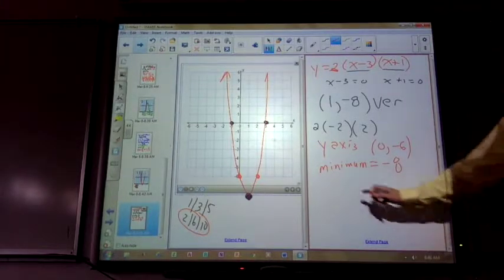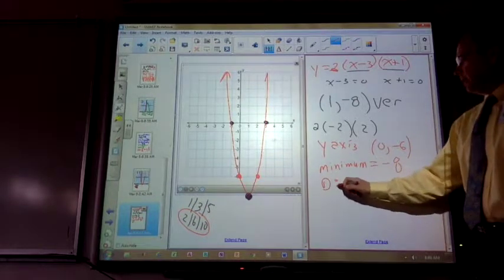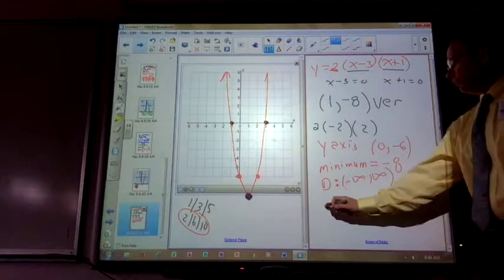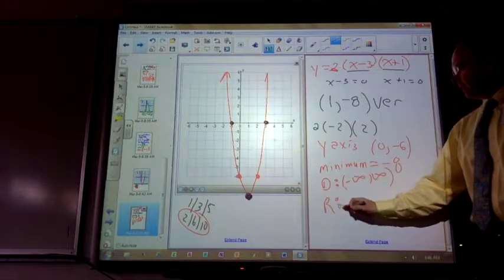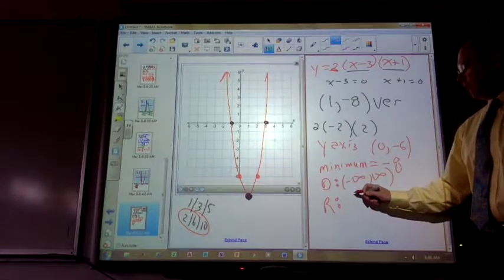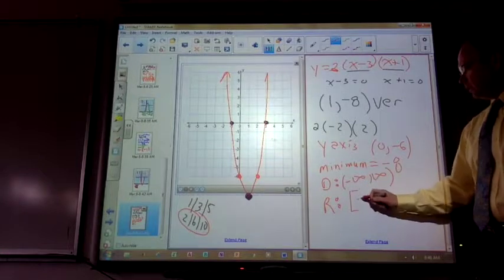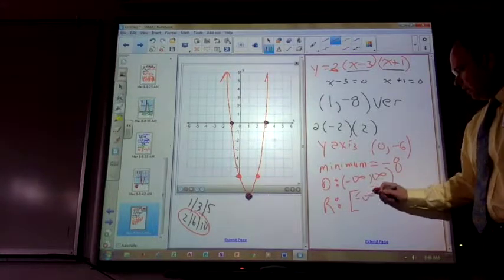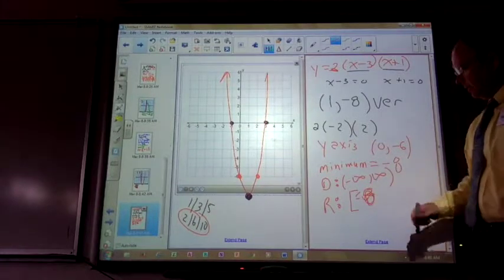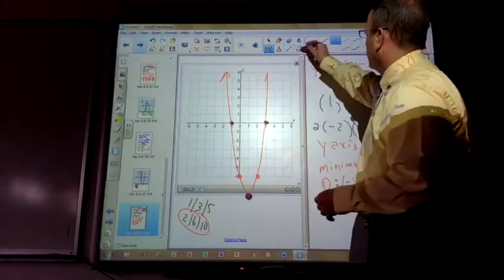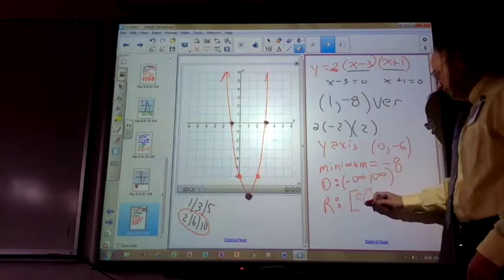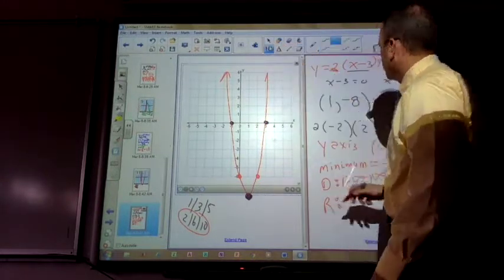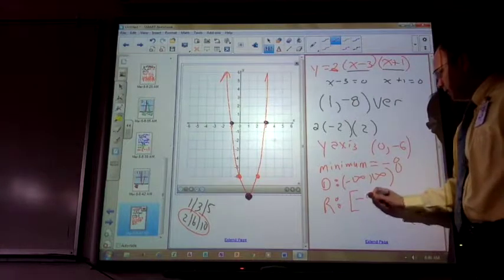Domain and range? Domain? They're all going to be negative infinity to positive infinity. Range? -8 to positive infinity.